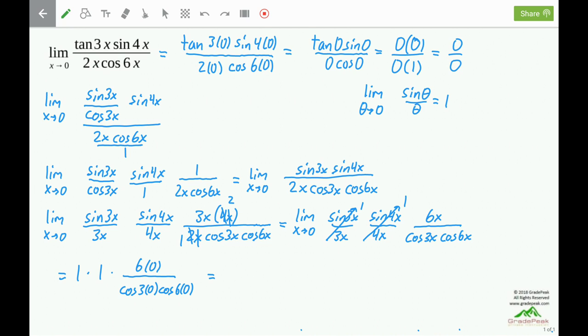1 times anything is that same thing, so we just have the fraction left over. 6 times 0 is a 0 over cosine of 3 times 0, which is a 0, and 6 times 0 is 0. So we have 0 over cos of 0, which is a 1, times another cosine of 0, which is a 1. 0 over 1 times 1 is 0 over 1. 0 over any non-zero number is equal to 0, and there's the result of that limit.